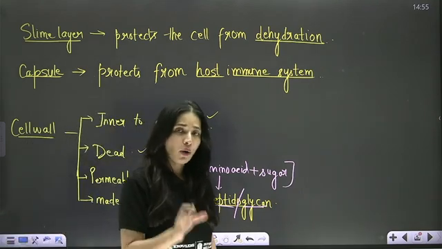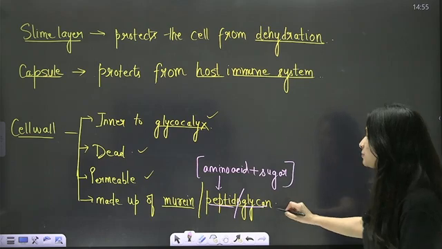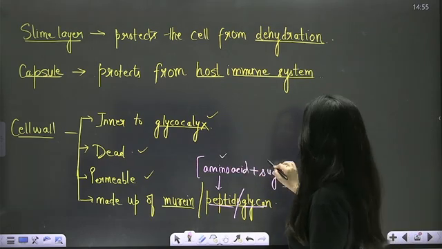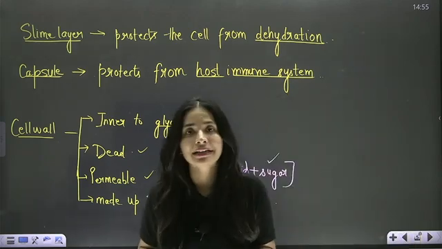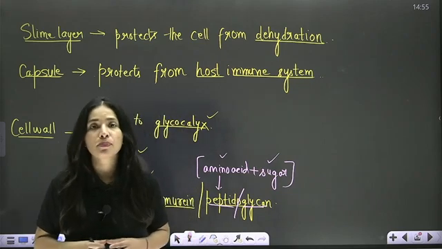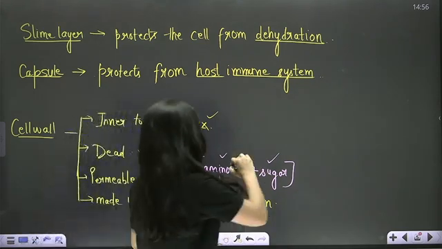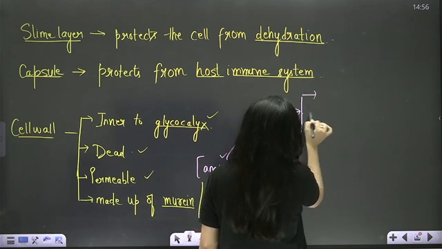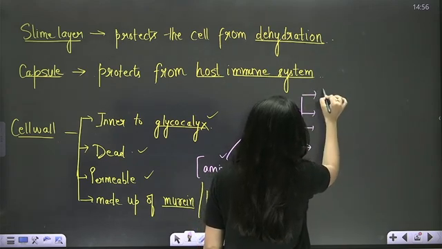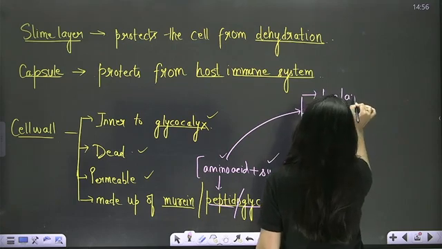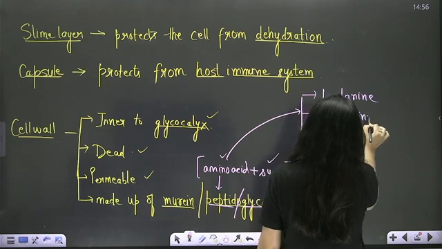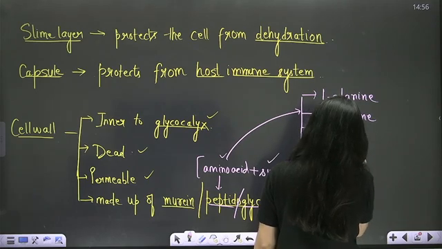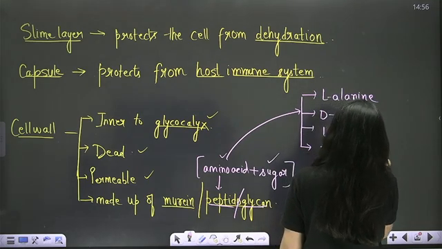Right? So what is murein? Murein is actually peptidoglycan, which is made up of protein and sugar. There are 4 amino acids and 2 sugars which join together with the help of a bond to form murein. The 4 amino acids that make up one peptidoglycan are the L form of alanine, the D form of alanine, the L form of lysine, and the D form of glutamic acid.